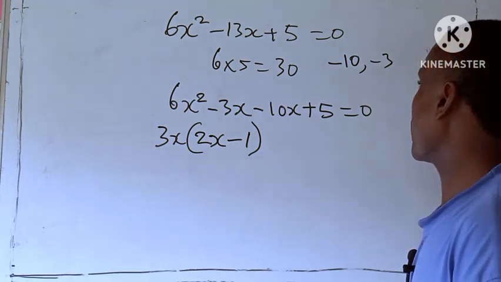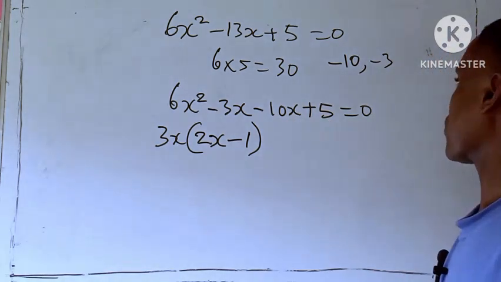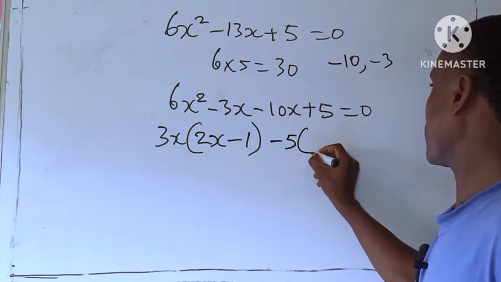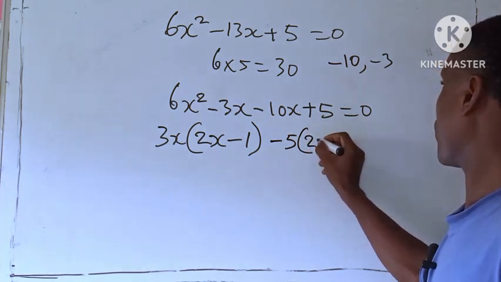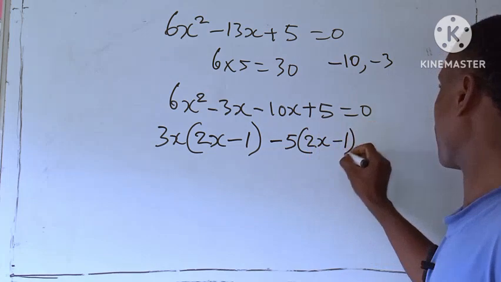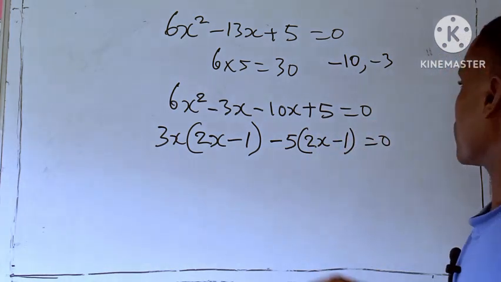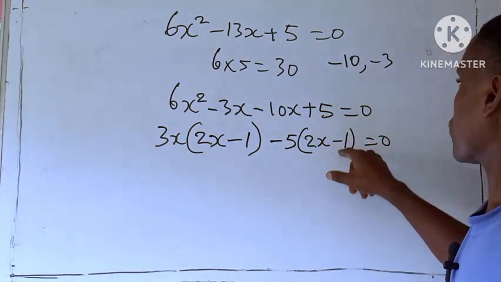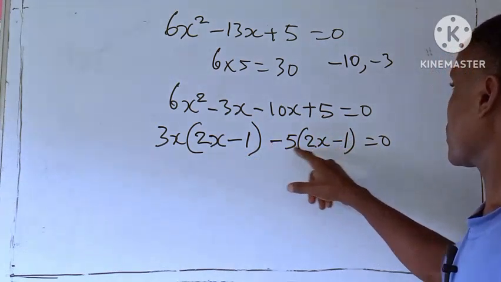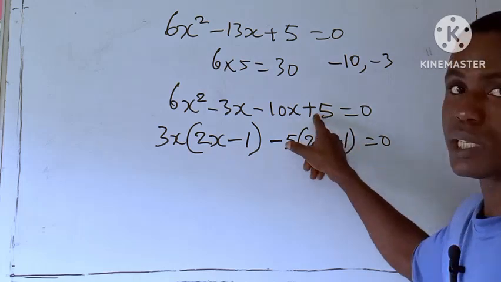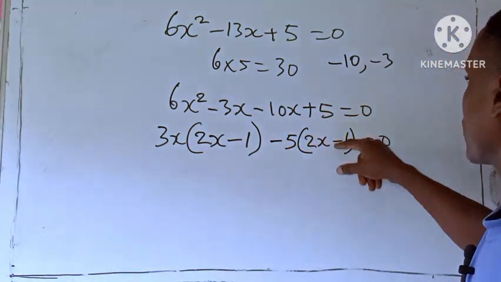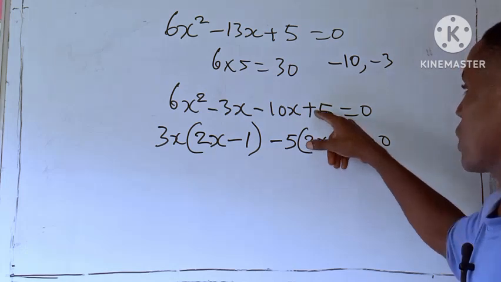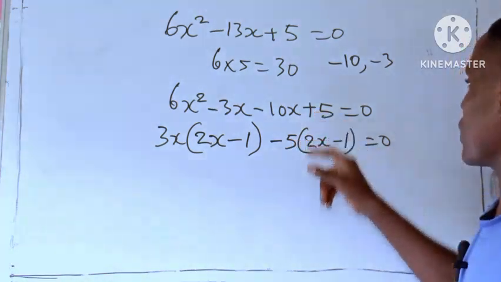Yes, we can easily factor out 5, sorry, minus 5, then it will be 2x minus 1 equals 0. The reason why I'm changing plus to minus is because if you open this bracket, minus times minus will still give us plus again. If you put plus here, and you open the bracket, minus times plus will give us a minus sign, so you will get a wrong answer. So take note.